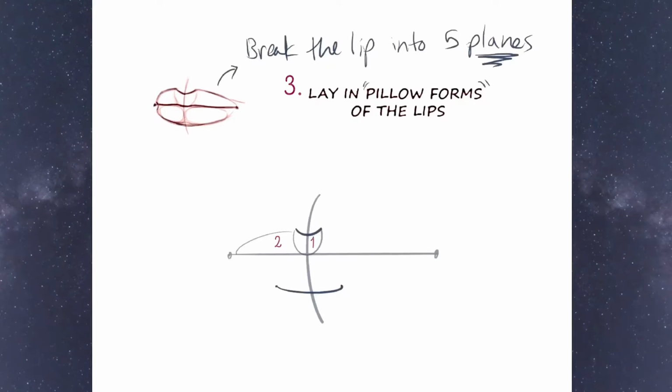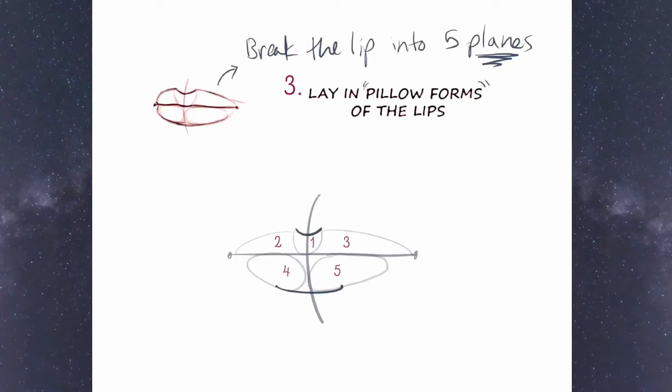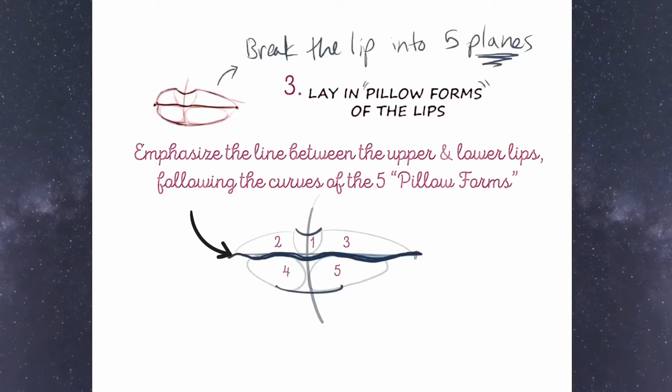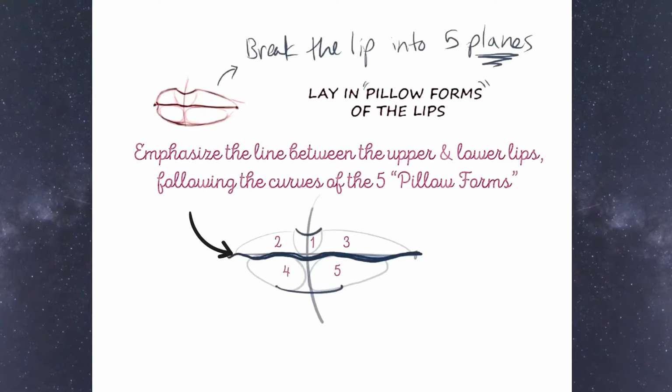There are 5 major planes. Use simple shapes to reference these planes. And when you draw the line between the upper and lower lip, make sure you follow the curves using those shapes.